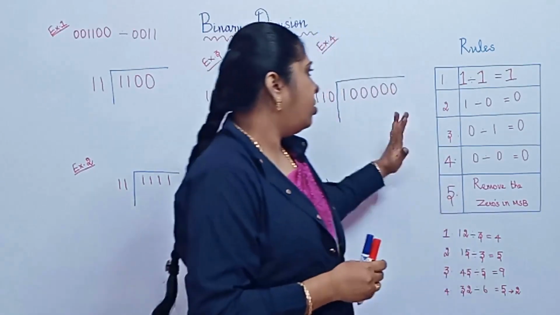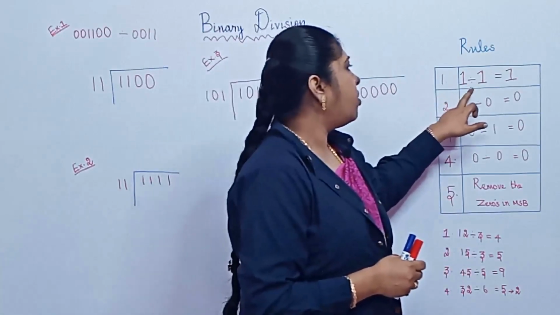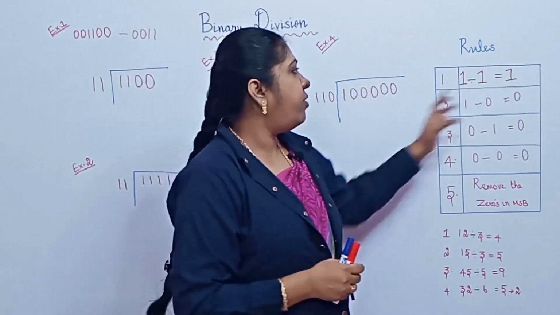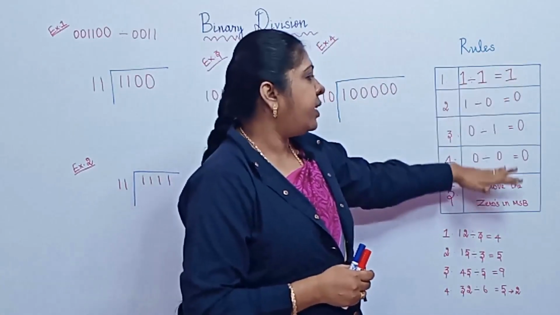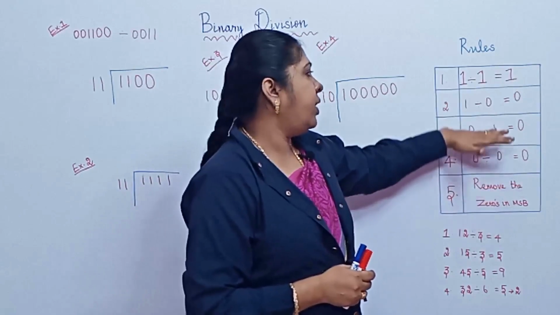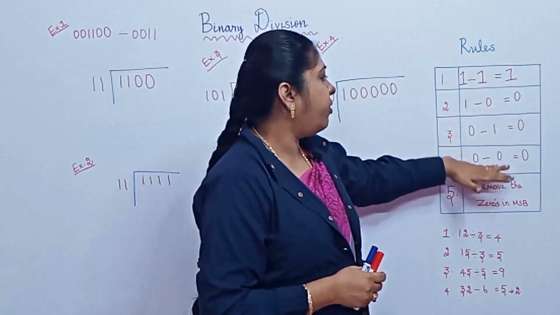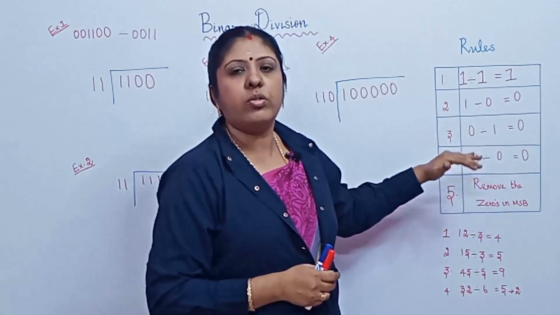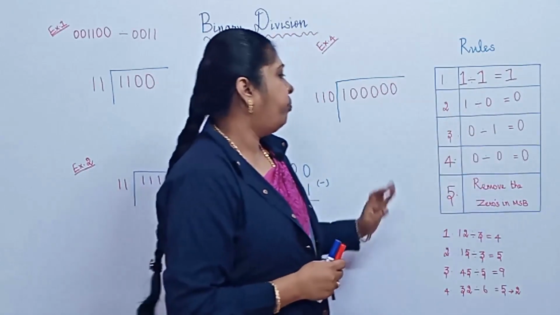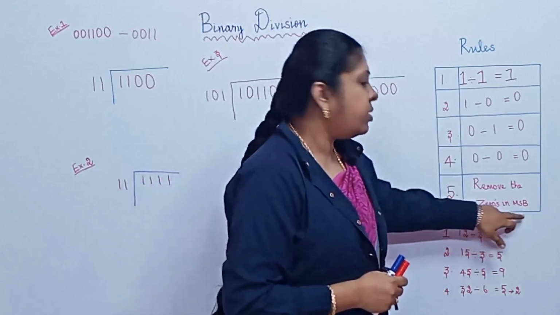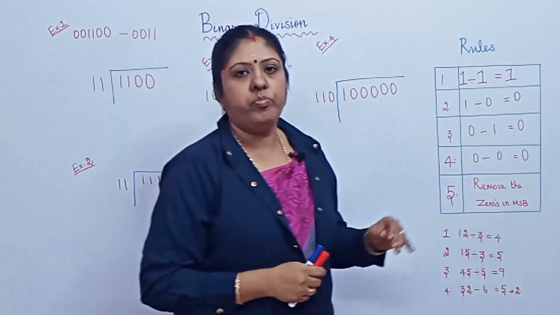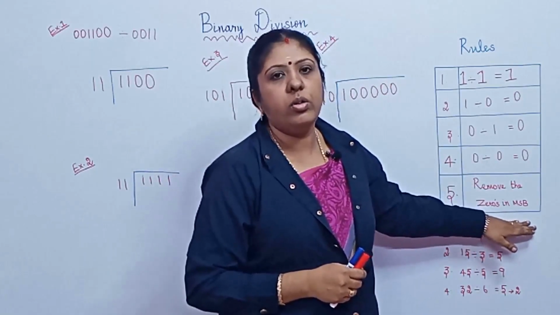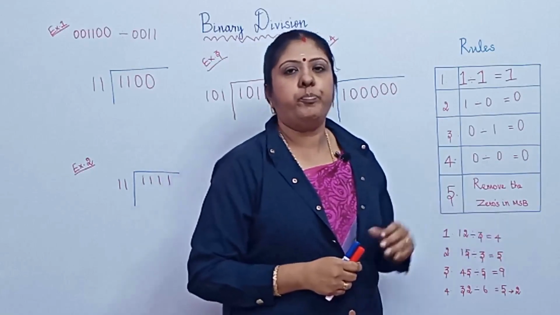Now moving on to the rules. The first rule is 1 divided by 1 equals 1. This is the only condition where we get a 1. In all the other conditions we will have a 0 only. That is 1 divided by 0, 0 divided by 1, or 0 divided by 0. This is the common rule that we already know. The last one is: remove the zeros in the MSB. When we move to example 1, I will tell where this particular rule is applied.